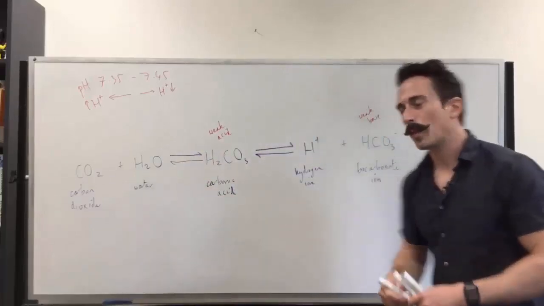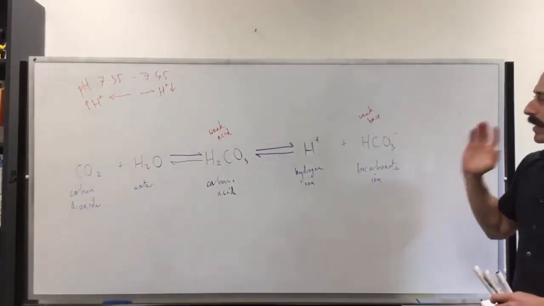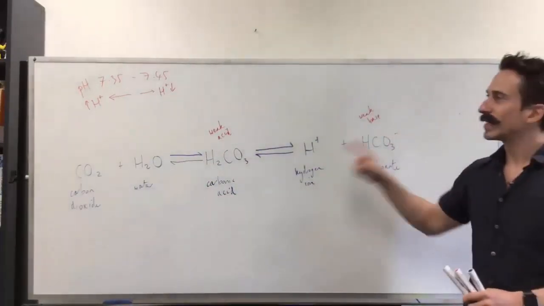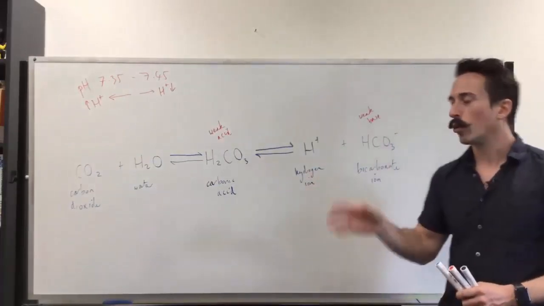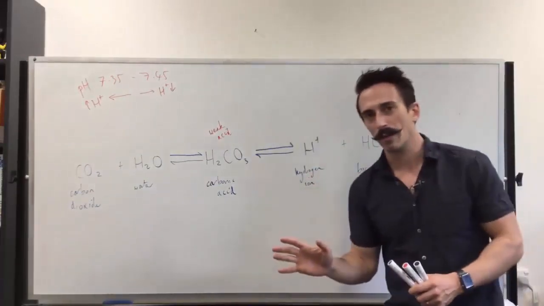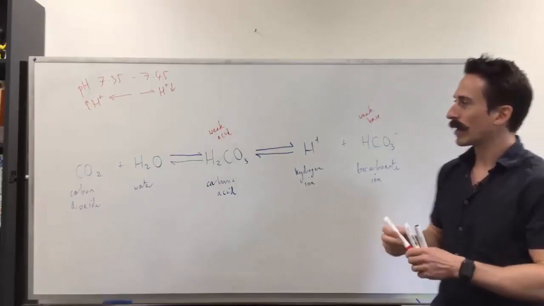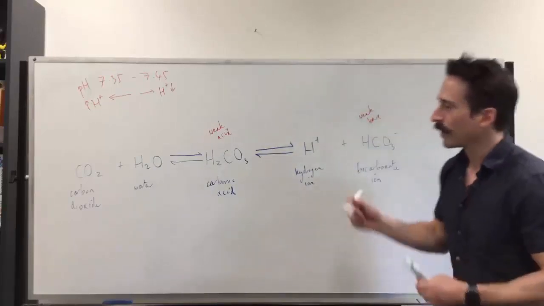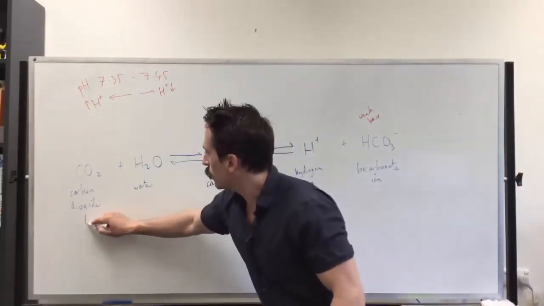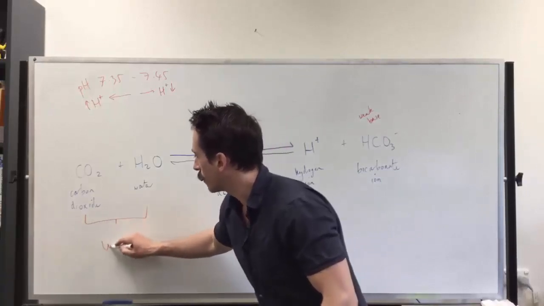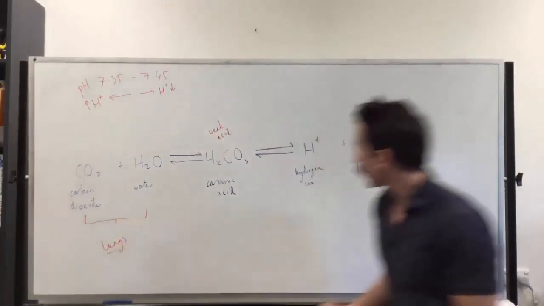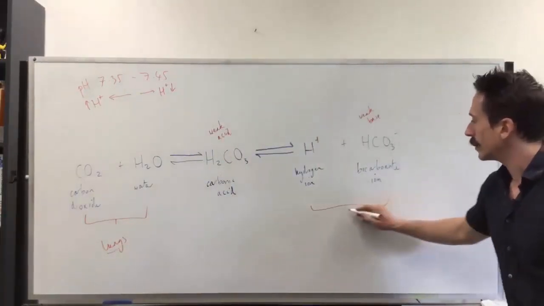What we've now drawn up here is something called the bicarbonate buffering system. And this is one of the most important biological buffers that we have. Now let me talk about it in regards to how it actually works. All right. This end of the equation deals with the lungs. This end of the equation deals with predominantly the kidneys.